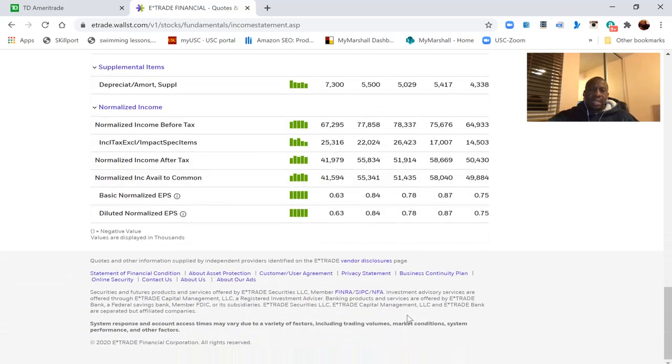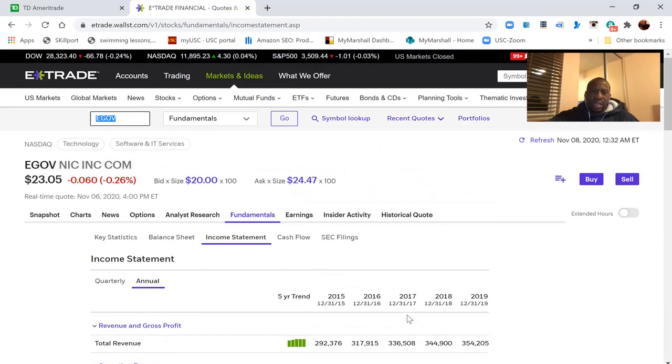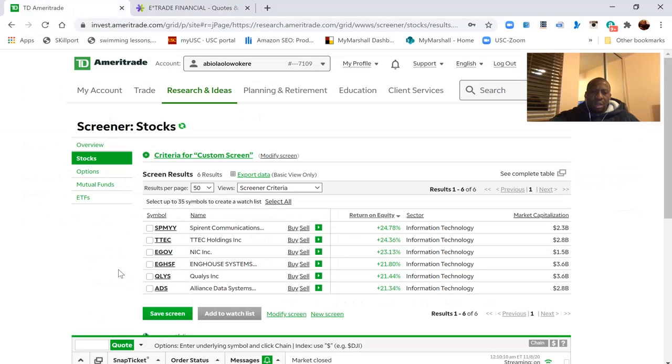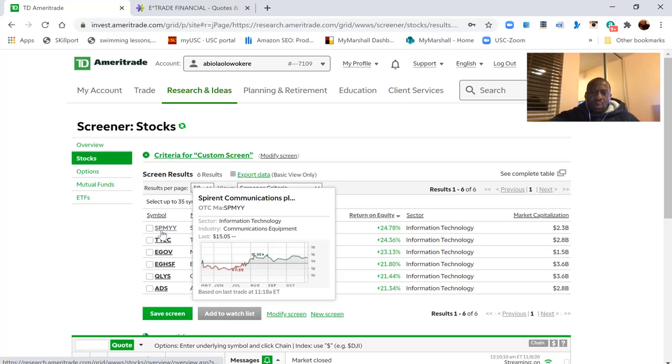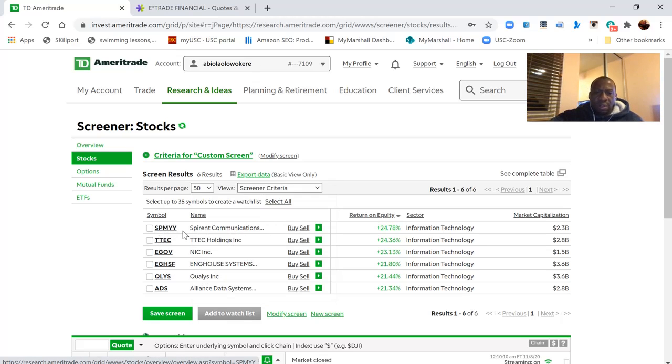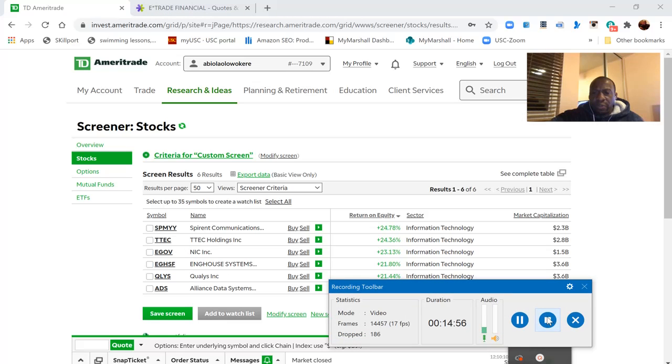So anyway, that's kind of the analogy that I use to pick my stocks. If I was to pick any of these stocks that we looked at, it would be SPMYY because the balance sheet looks healthier than the rest of them. So that's what I wanted to share with you guys. If you have a better idea, please feel free to share with me too.